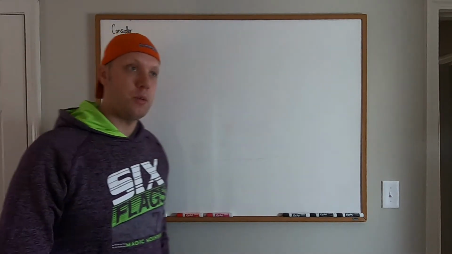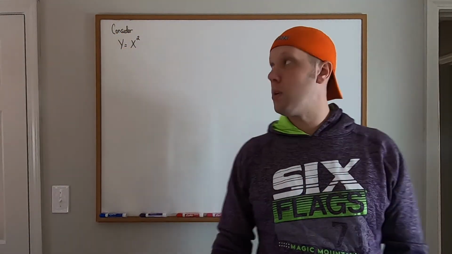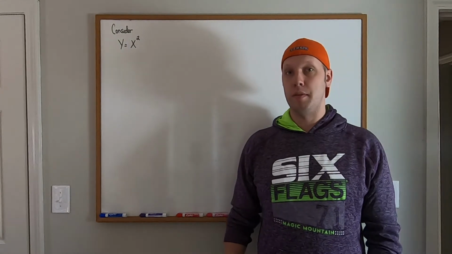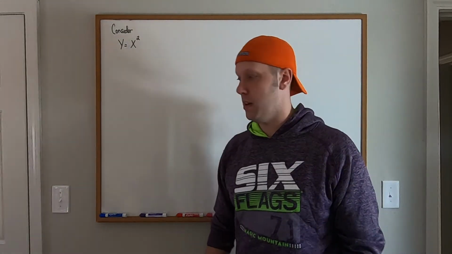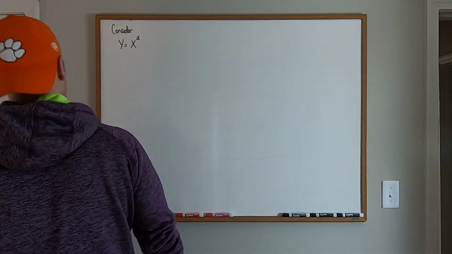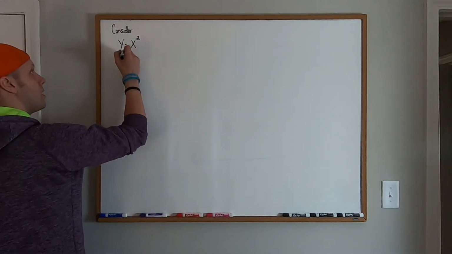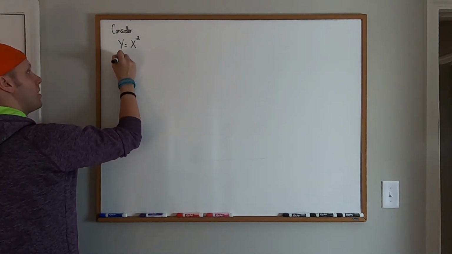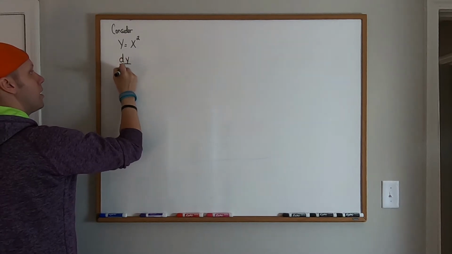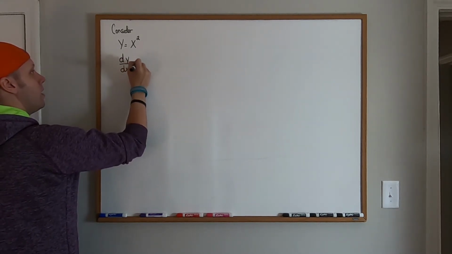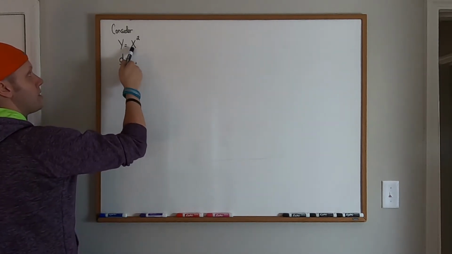Consider the function y equals x squared. That's a pretty simple function to take a derivative of. Now if you remember how to take a derivative, or if you don't remember how to take a derivative, I'll make sure you know how to do it by the end of this lecture. How do I take the derivative of this guy?